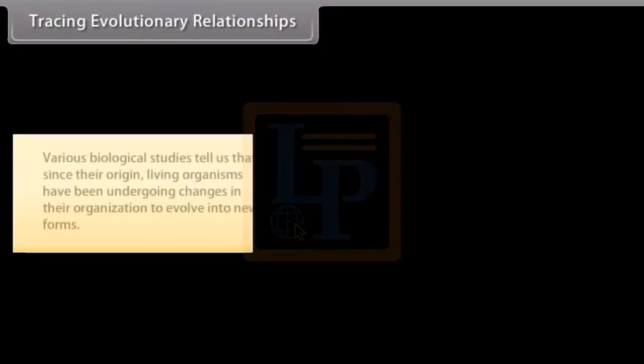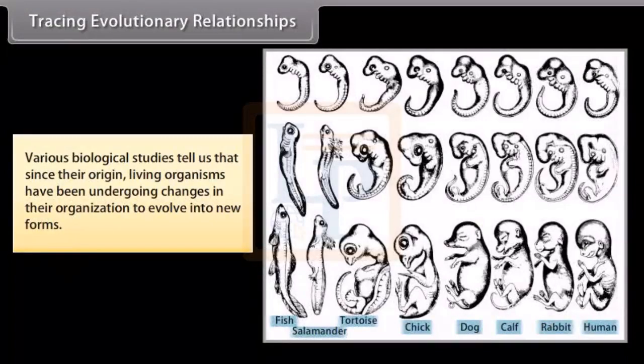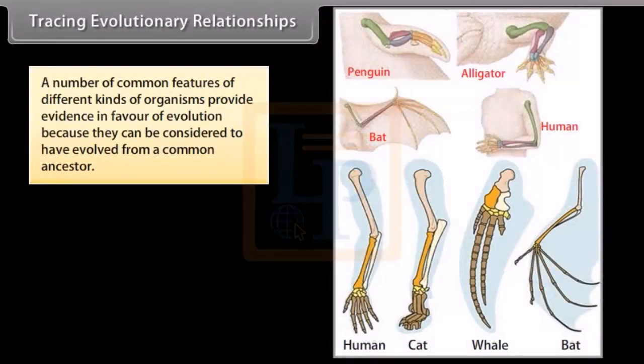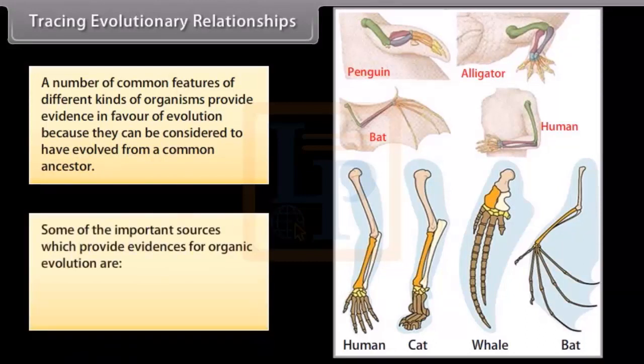Tracing evolutionary relationships. Various biological studies tell us that since their origin, living organisms have been undergoing changes in their organization to evolve into new forms. A number of common features of different kinds of organisms provide evidence in favor of evolution because they can be considered to have evolved from a common ancestor. Some of the important sources which provide evidence for organic evolution are homologous organs and analogous organs.